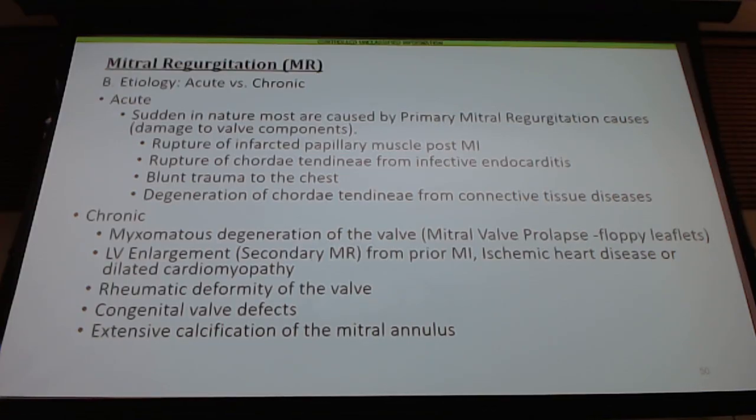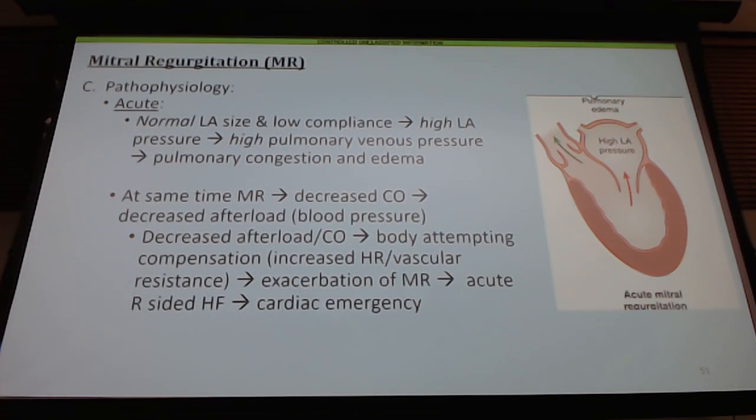In the acute setting, so like rupture of an infarcted papillary muscle, rupture of the chordae tendineae, trauma to the chest, those would be kind of the things that we might think causing an acute regurgitation. And then chronic changes are things that take time. So rheumatic deformity of the valve, we said, takes 10 to 30 years to develop, right? So things that take time because the pathophysiologic impacts are going to be very different if this is an acute onset or if this is a chronic onset.